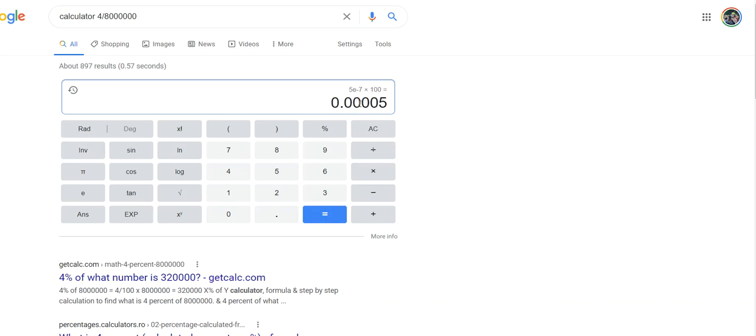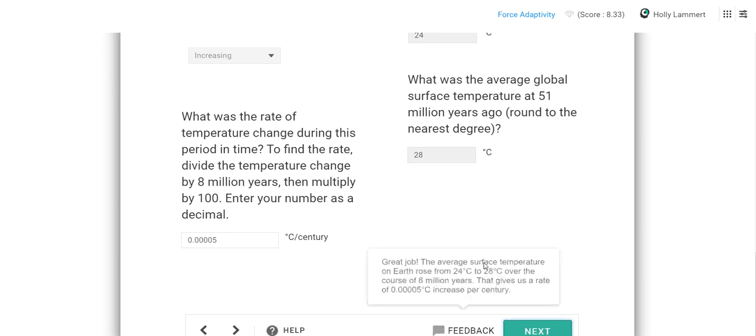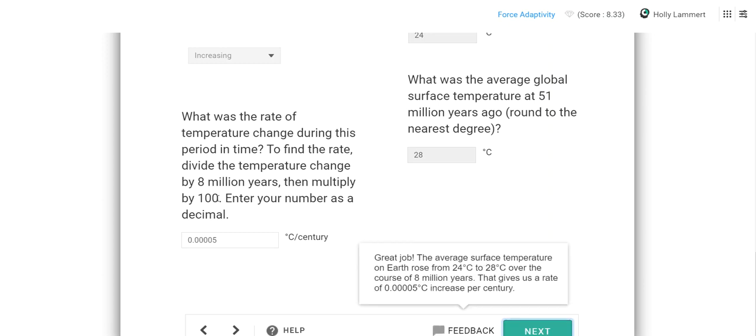So 0.00005. Go ahead and enter that here. 0.00005. Oh, not percentage, sorry. The reason we multiplied by 100 was because it's per century. And a century is 100 years.